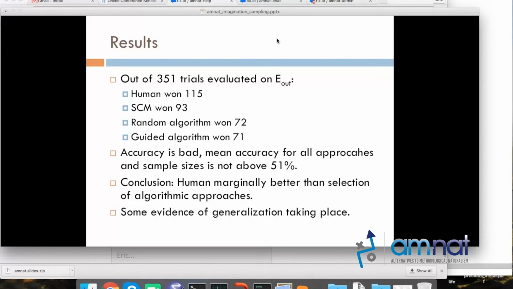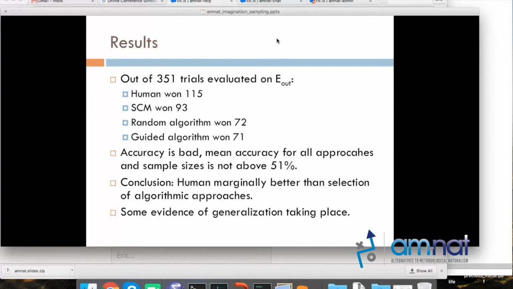So my hypotheses were overall the best, but only slightly better than the set cover machine, which is the algorithmic approach. And all these different approaches, myself and the algorithmic approaches, none of them were very good in general. They're pretty bad because the mean accuracy for all the approaches didn't go above 51%. So it's only slightly better in general than random guessing. The particular hypotheses were pretty good, but in general, it was only slightly better than random guessing.